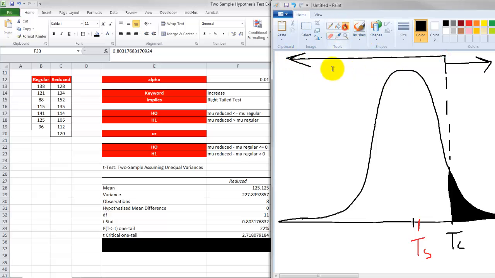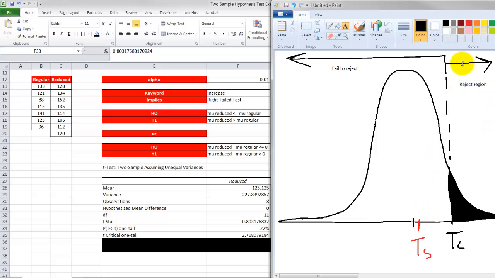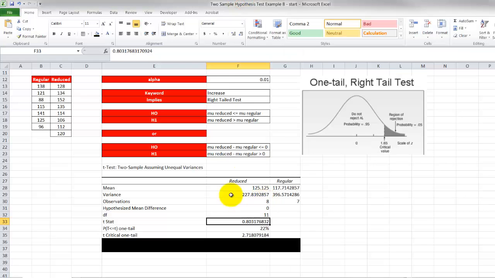So let's go ahead and document that. This is the fail to reject. This is the reject region over here. We are to the left of this line, so we are going to fail to reject. Now, fail to reject implies we have to accept, if you will, the null hypothesis. So mu of reduced is less than or equal to mu regular.